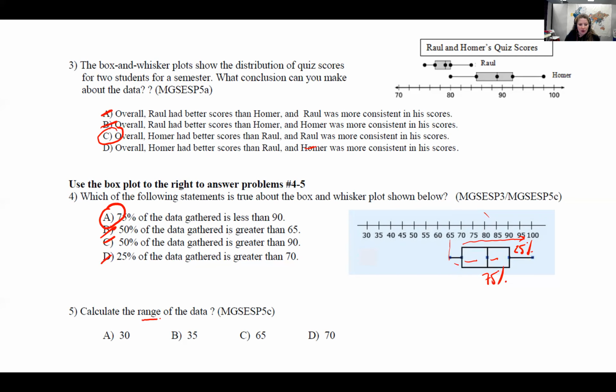Calculate the range. So the overall range means the very smallest number, the minimum, subtracted from the maximum. It looks like the maximum is 100, the minimum is 65, so a difference of 35.